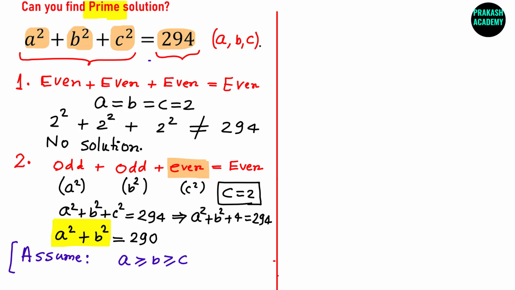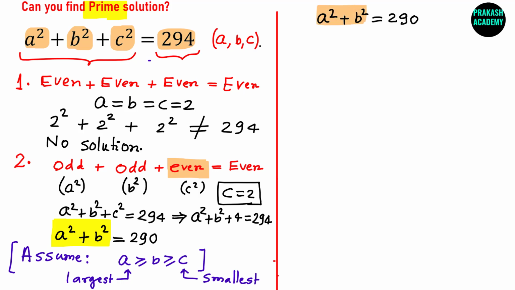This means c is the smallest number and a is the largest number. So this assumption I am making. Now let us proceed with this assumption. We have the equation a square plus b square equals 290. Now let us pay attention here. I am going to use a trick.